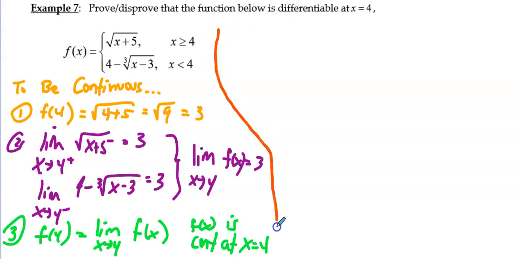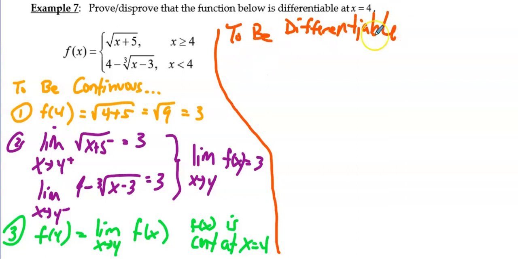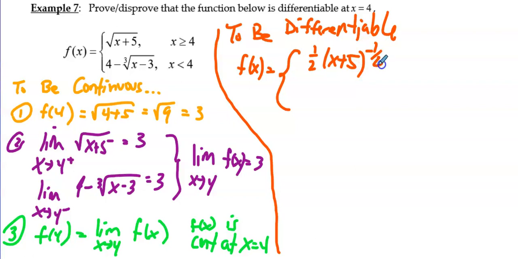And so we're going to move on to this. So our continuity is out of the way. We can look at vertical tangents here in a second. So to be differentiable, I'm going to take our derivatives of this. So remember, this is just x plus 5 to the 1/2 power. So this is going to be 1/2 times x plus 5 to the negative 1/2 times 1, right? This is going to be our chain rule. And then I should put a derivative point right there.